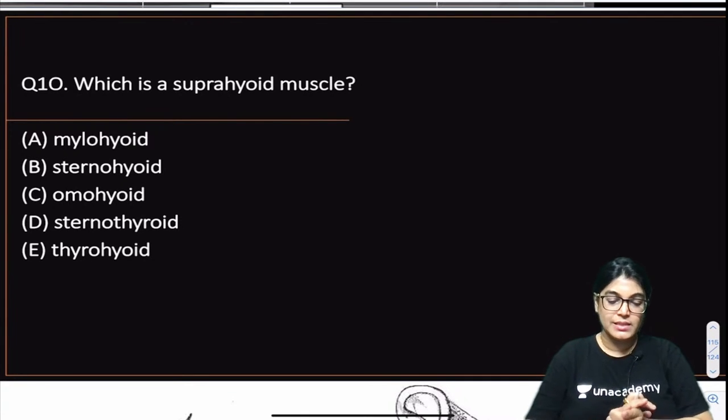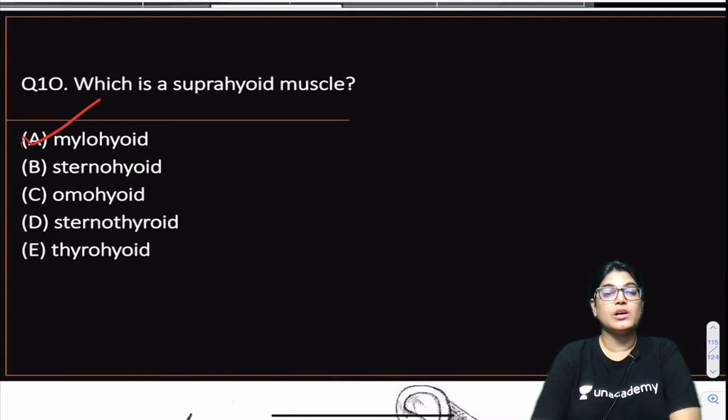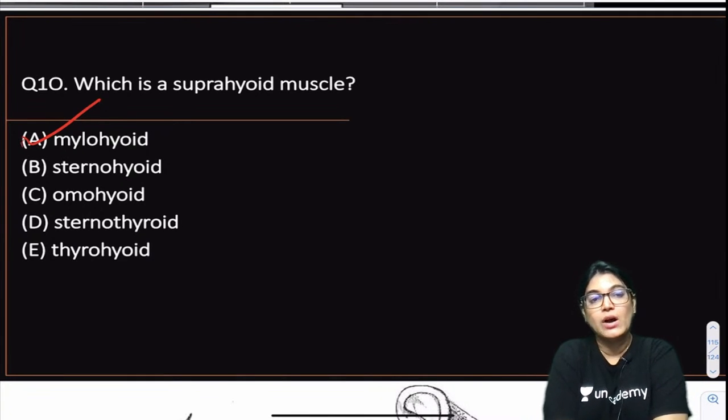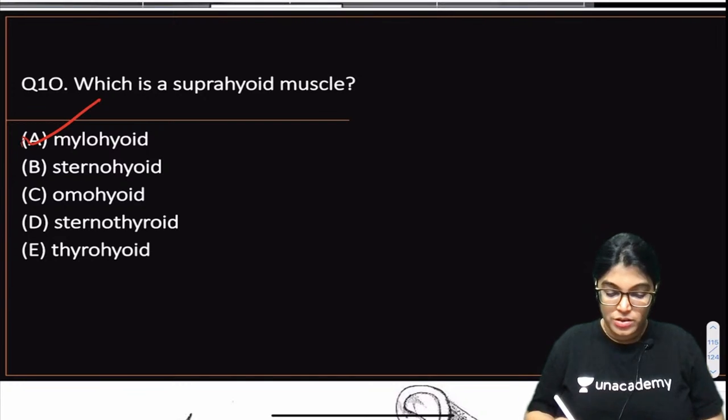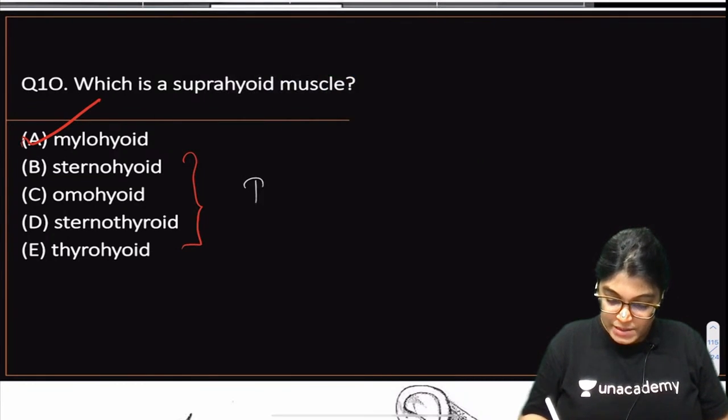So let me explain this answer. Actually, the correct answer is A, mylohyoid. Rest all muscles, that is sternohyoid, sternothyroid, thyrohyoid and omohyoid, these are infrahyoid muscles.